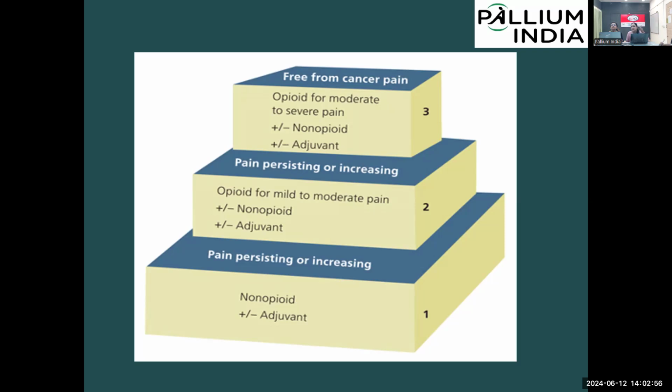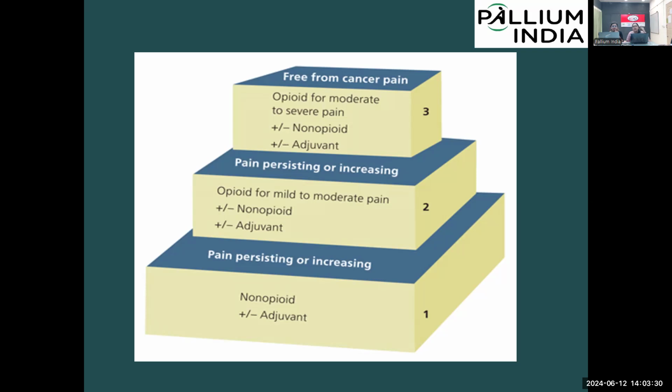So as you see, this is the WHO analgesic ladder of cancer pain management. As you might have already gone through, step 1 of the WHO analgesic ladder deals with non-opioids plus or minus adjuvants. If the pain persists and increases, then we move to step 2, which includes opioids for mild to moderate pain plus or minus step 1, which includes non-opioids plus or minus adjuvants.